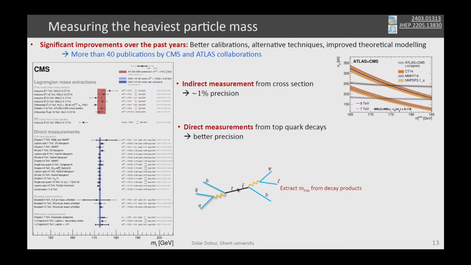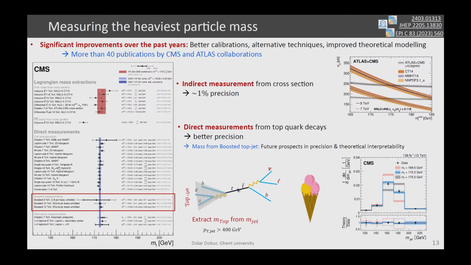In these direct measurements, there are two subclasses that I would like to highlight. One is the boosted topologies, where we extract the top mass from the boosted top jets, and these kinds of measurements have been shown to have nice future prospects for increased precision as well as theoretical interpretability.